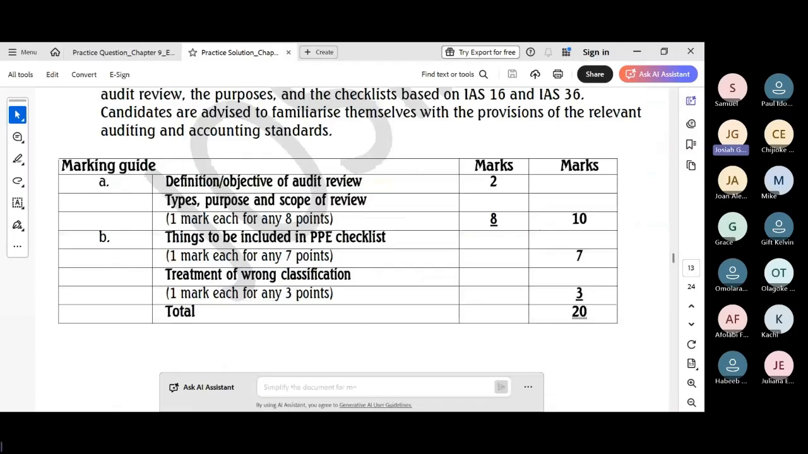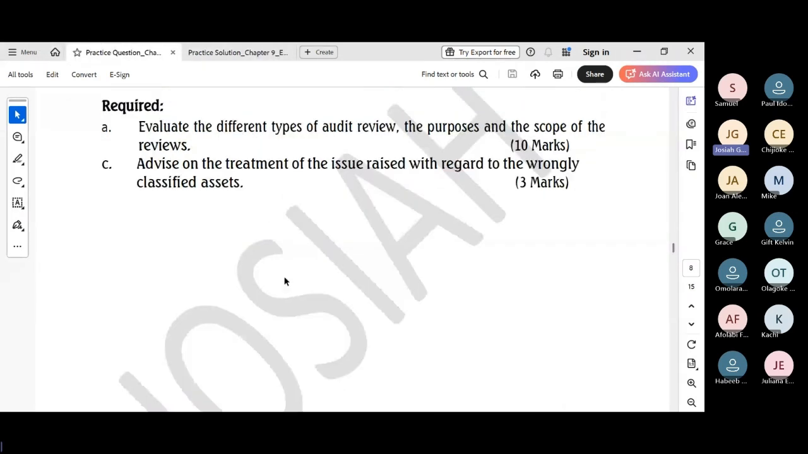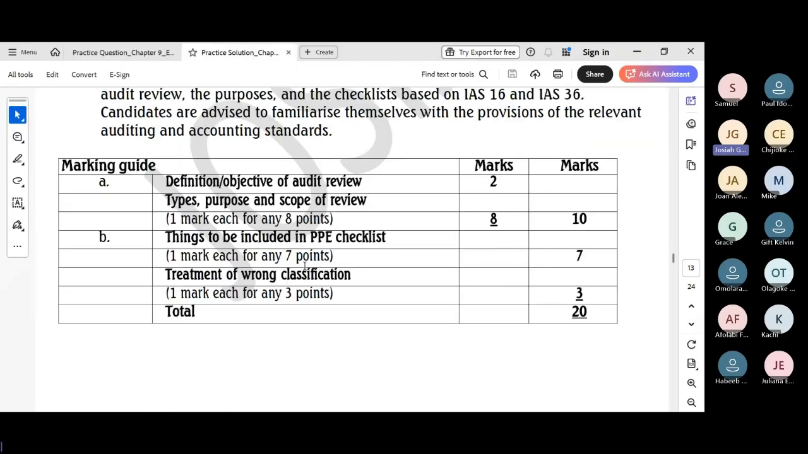Then for the C part, this part is not the B part. We didn't put the marking guide for the C part. Okay, I'll have to correct this document. The C part is an advice, so that's 3 marks. I went to pick the B part of that question. Okay, the C part is here: treatment of wrong classification. So please ignore the B part. This is the C part now.